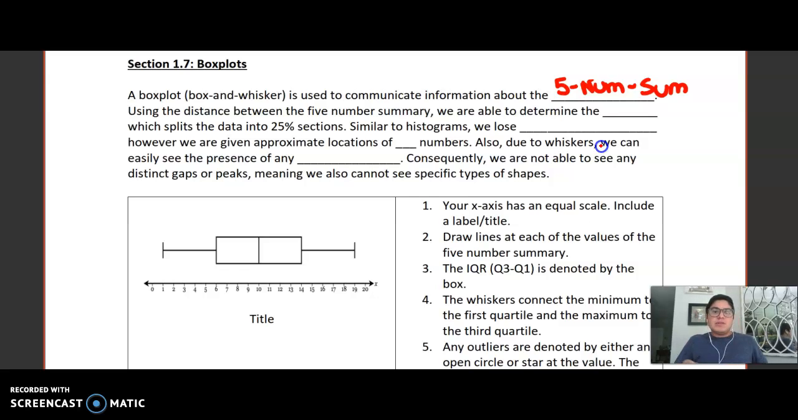Now, using the distance between the 5-number summary, we are able to determine the quartiles of the data. Remember, 4 quarters is $1. 4 pieces of 25% of the information, these 25% sections, equals 100% information. And very similar to histograms, we lose individual observations. That's just because this is an overall summary of the quantitative distribution instead of the individual summary from the dot plot or the stem plot. However, we are given approximate locations of the 5 numbers, and those 5 numbers are the 5-number summary. And also due to the whiskers, we can see the presence of any outliers.